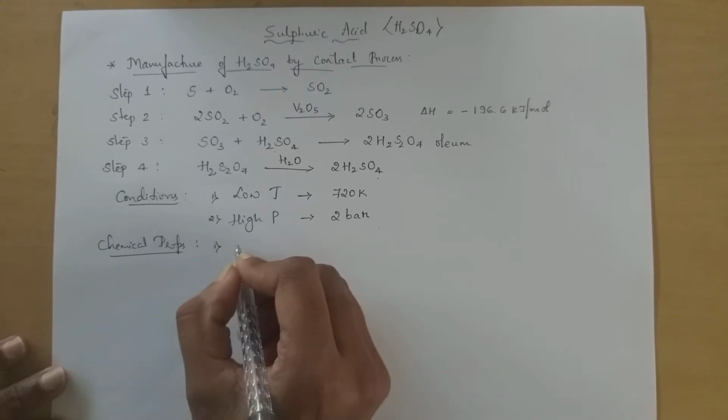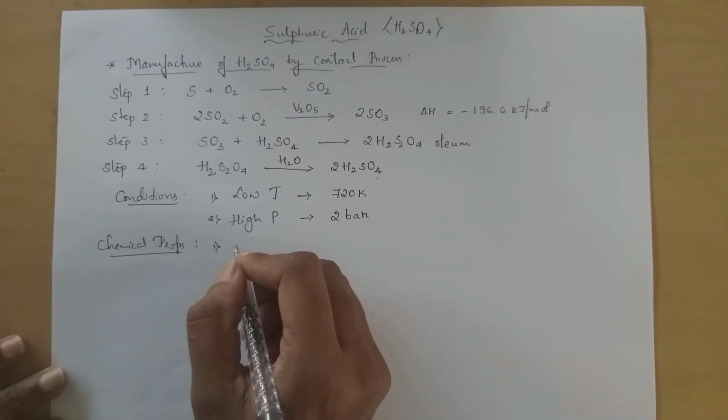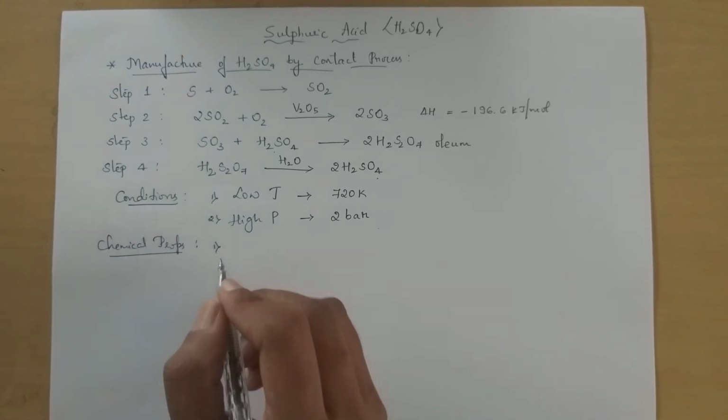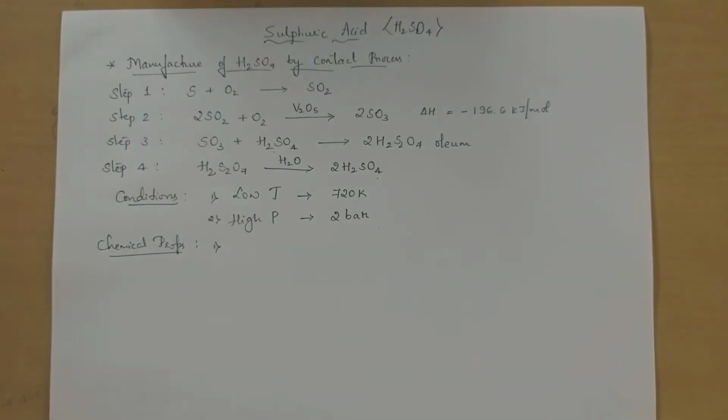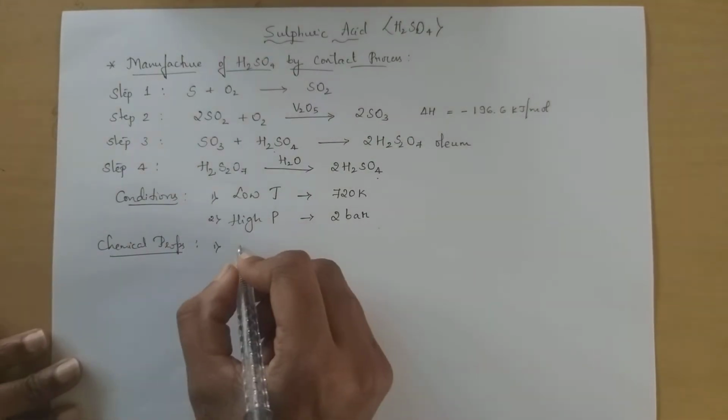Firstly, we have acidic nature. It is one of the main acids. Among our 3 major acids, sulfuric acid is one. In aqueous solution, this sulfuric acid ionizes in 2 steps.